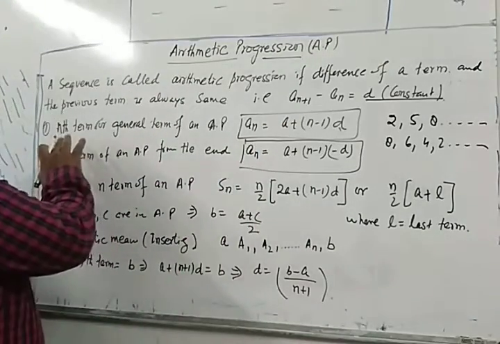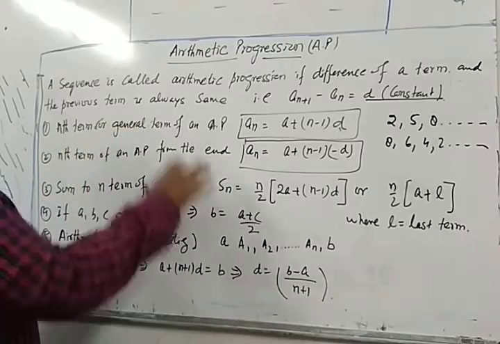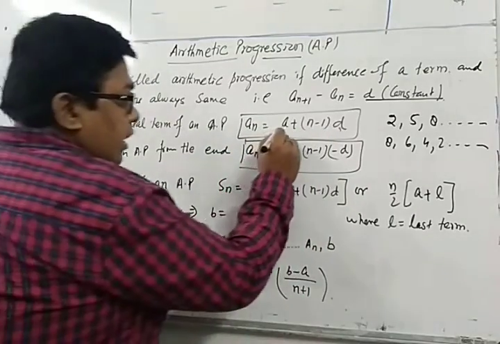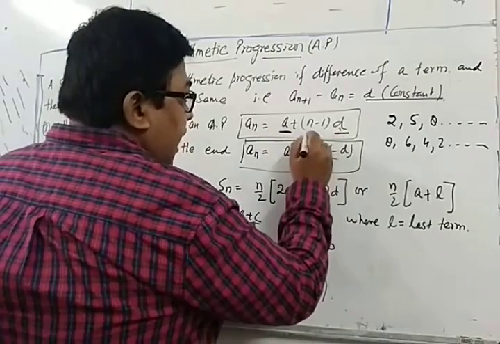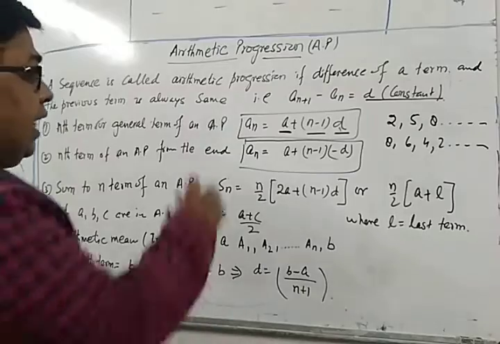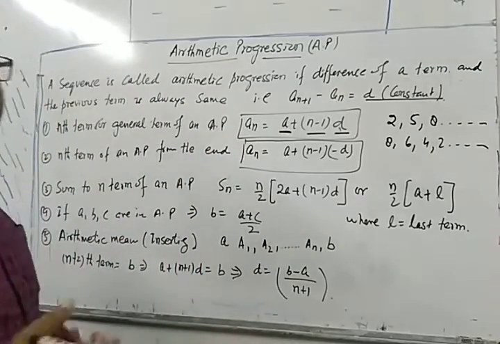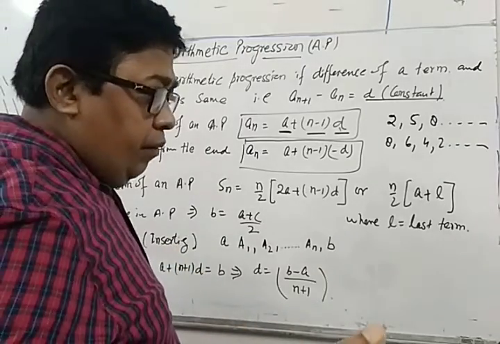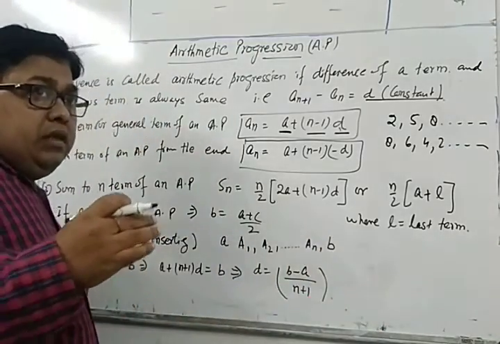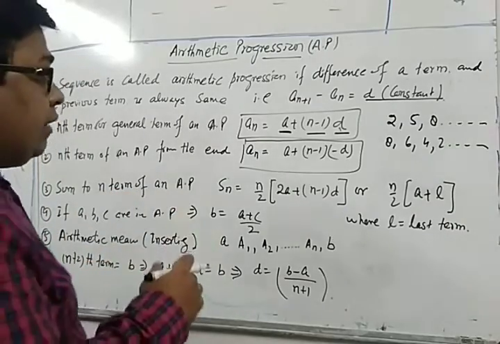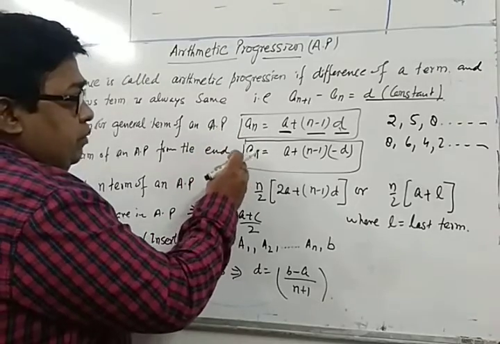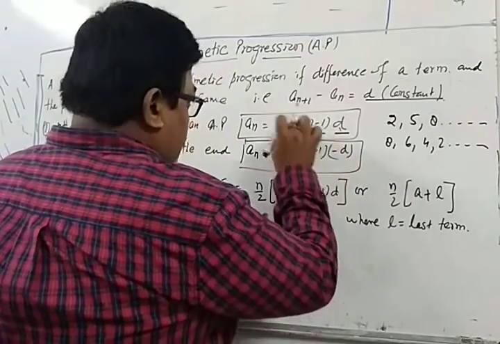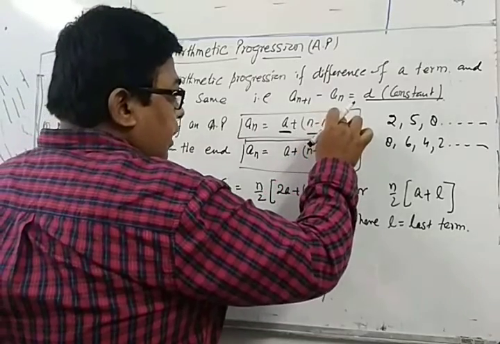Now the very first formula is the nth term of this AP, which we say an is equal to a plus (n minus 1) d, where a is the first term, d is the common difference, and n is the number of terms. This is the nth term. We can also find the nth term from the last, from the end. When we are moving from the back side, the common difference is moving downside, that is negative. So there is a slight change in the formula: an is equal to a plus (n minus 1) times minus d. Here you just put minus d in place of d.